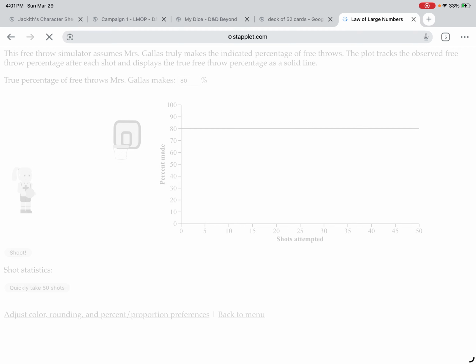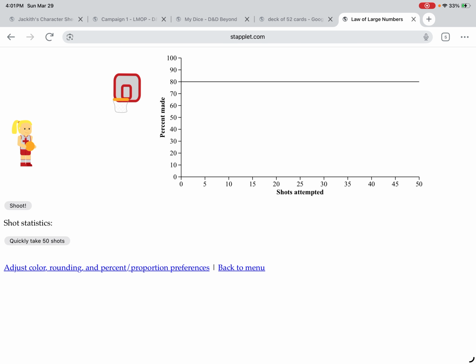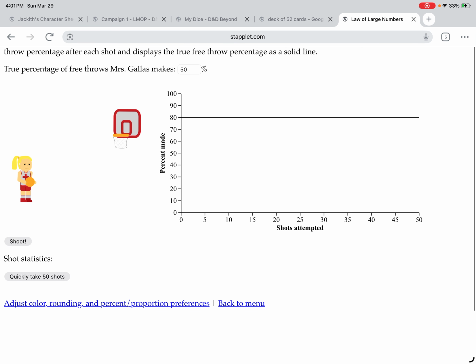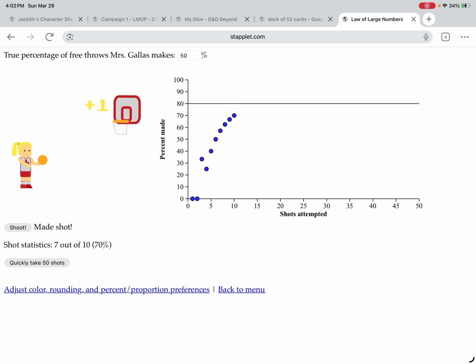Here we go. So let's look at an example where somebody is a 50% free throw shooter. And if we just watch them shoot, okay, well, they missed. So we can't just say, oh, they went 0 for 1, they're a 0% shooter. But if we shoot about 10 times, you can see that, well, 7 out of 10. You wouldn't be super surprised if an 80% shooter only made 70%.